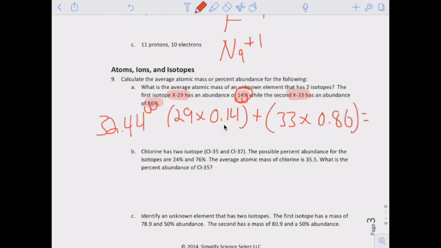On the next one, it says chlorine has 2 isotopes, chlorine 35 and chlorine 37. The possible percent abundances for the isotopes are 24 and 76. The average atomic mass of chlorine is 35.5. What is the percent abundance of chlorine 35? When we look at this, the average atomic mass is really close to 35, so therefore the higher percentage will go with chlorine 35. So the answer should be 76%.